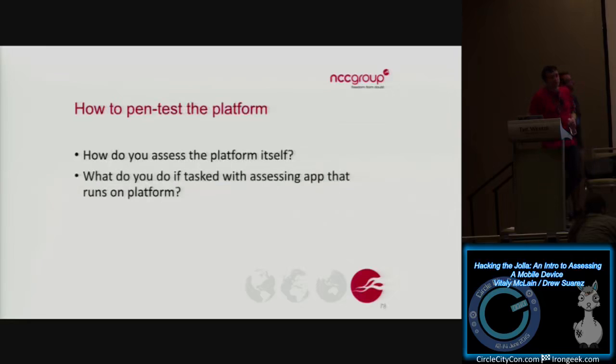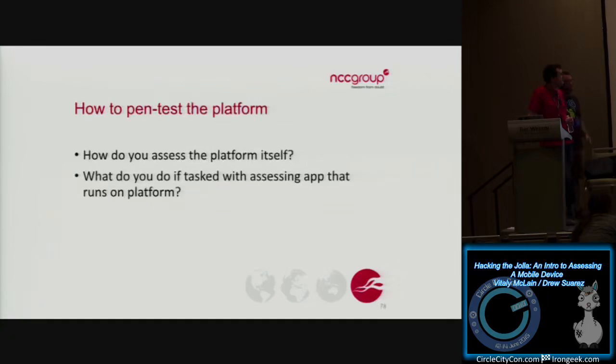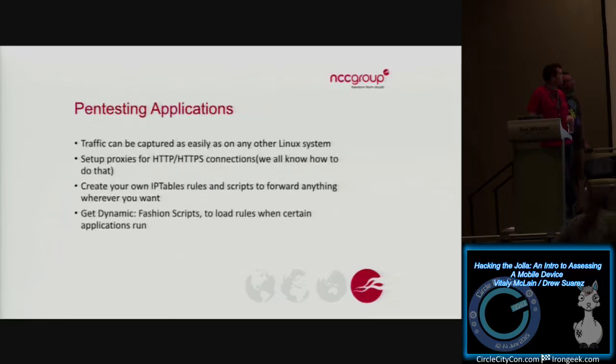Another thing we want to look at real quick is how do you assess the platform itself? If someone said, look at a Jolla app for us. Okay, for iOS and Android, there are a lot of guides out there. How do you proxy traffic? How do you look at things like that? We looked, and you want to be able to set up a proxy. You want to be able to create iptables rules. Luckily, a lot of this is available for you. It's such an open system that you can do this pretty easily.